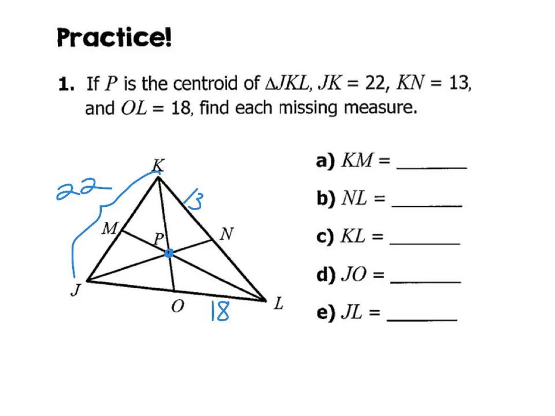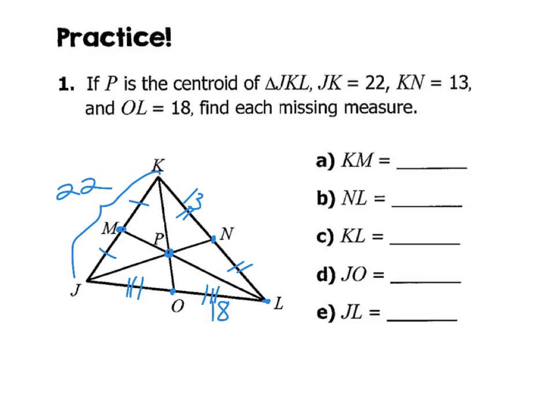So first things first, if LM is the median, that means M is the midpoint, so JM is congruent to MK. And if JN is the median, N is the midpoint, so KN is congruent to NL. And if KO is a median, then O is the midpoint, and JO is congruent to OL.